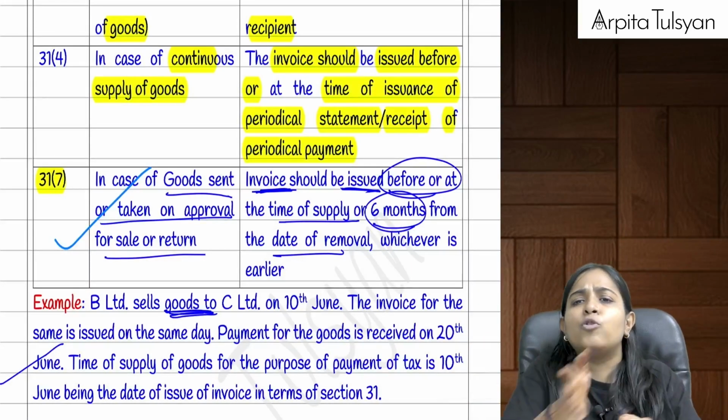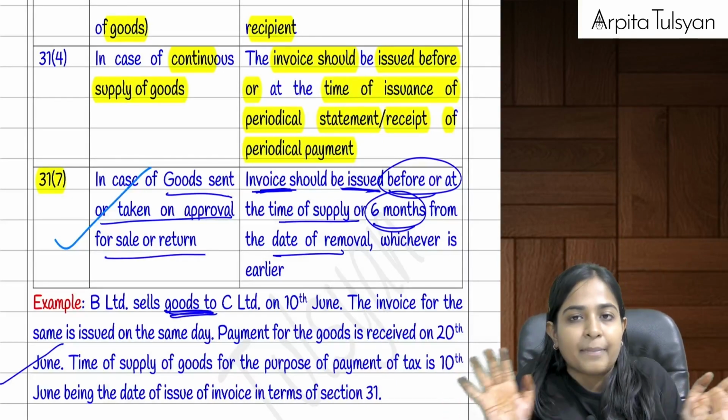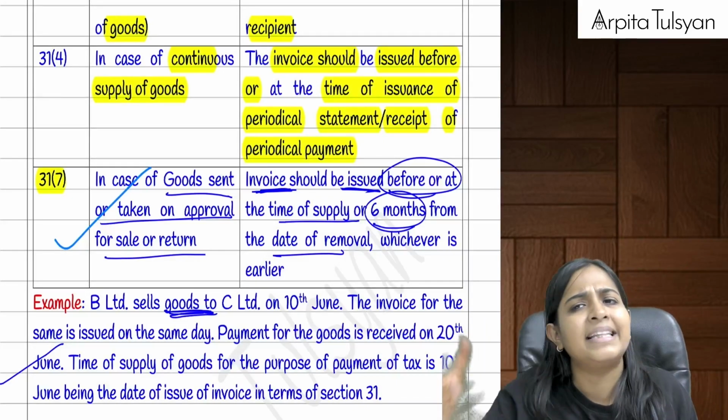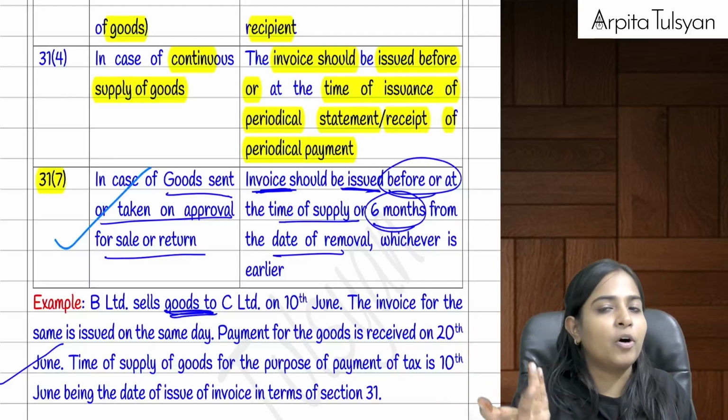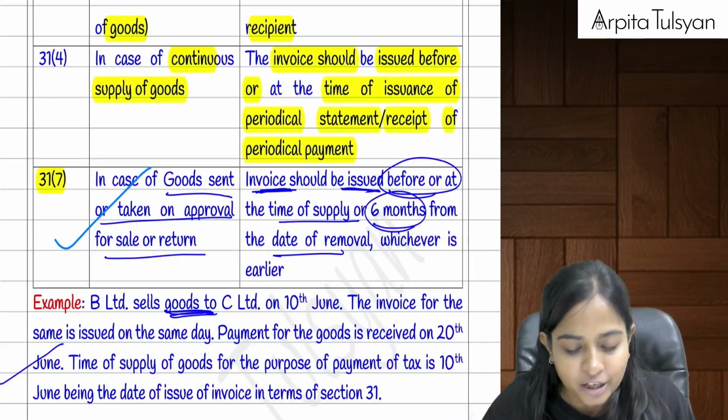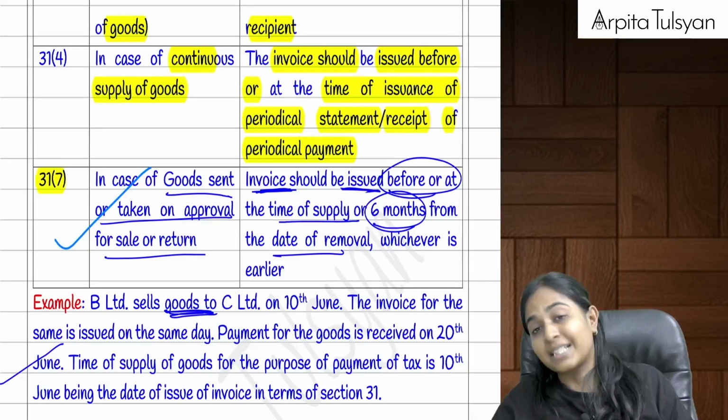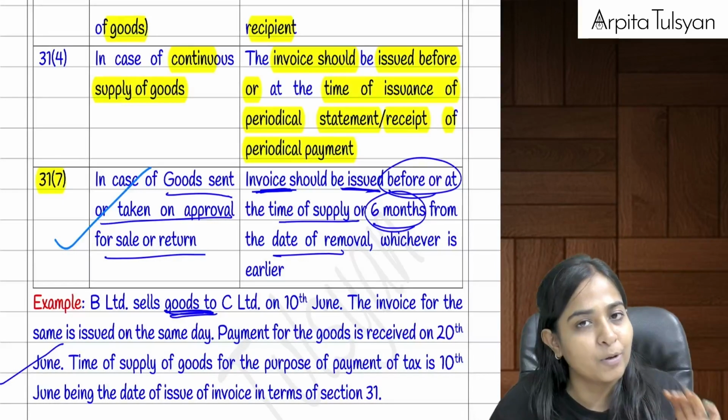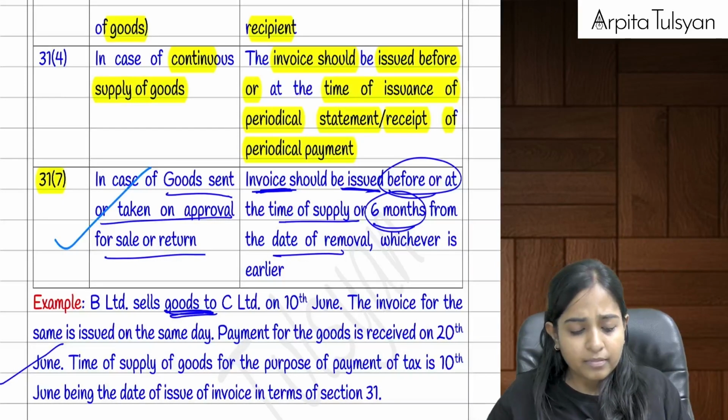Or if, let's say, you are very punctual, you are very systematic, and you give me the approval, let's say in the next 15 days itself, then on the date of supply, that is on the date of that particular approval given by you on that particular day, maximum by that particular day, I am required to issue you the invoice. Are you clear with this?